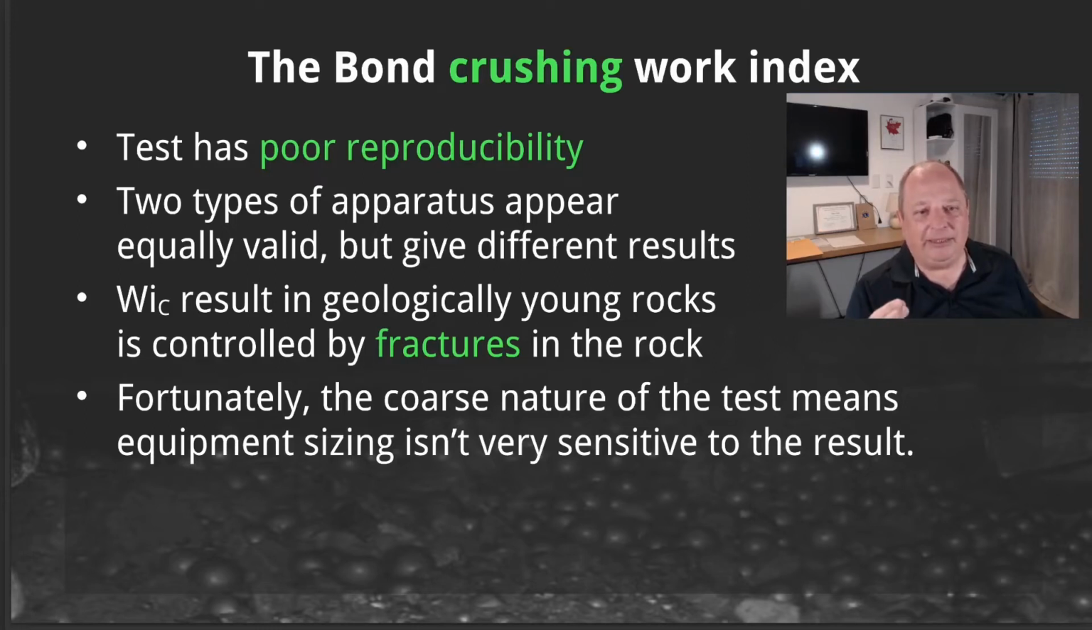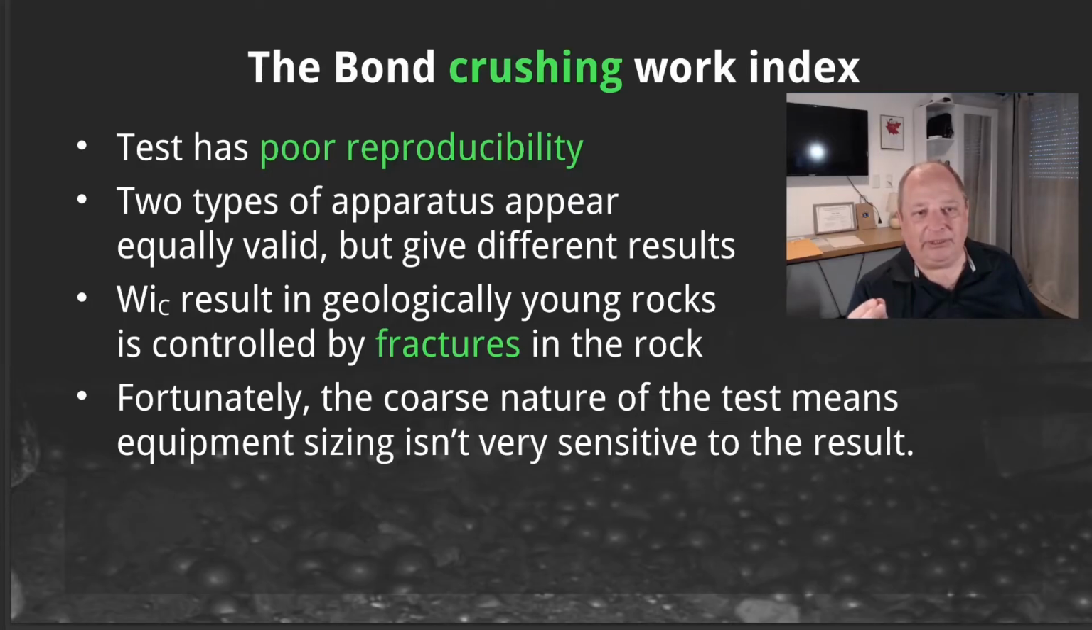The WIC result in a geologically young rock, so places like the Andes, the Canadian Western Cordillera, the Ring of Fire around the Pacific, for example, is going to be dominated by fractures in the rock, and it's quite common for this work index to be substantially less than the ball mill and the rod mill work index numbers.